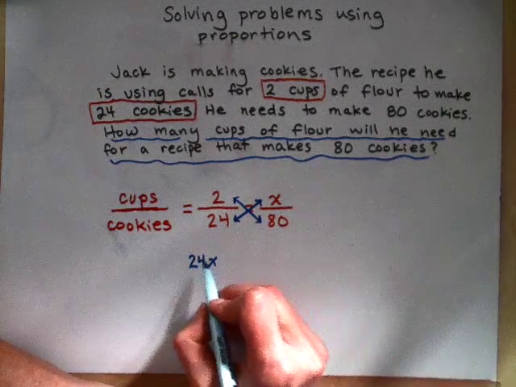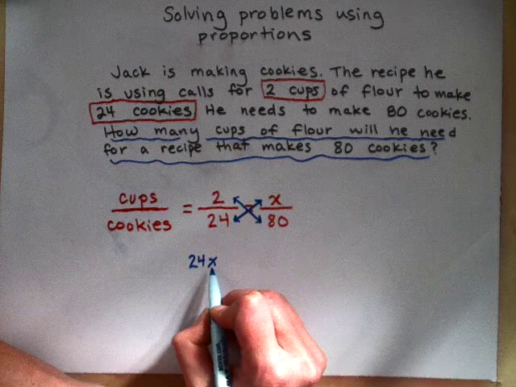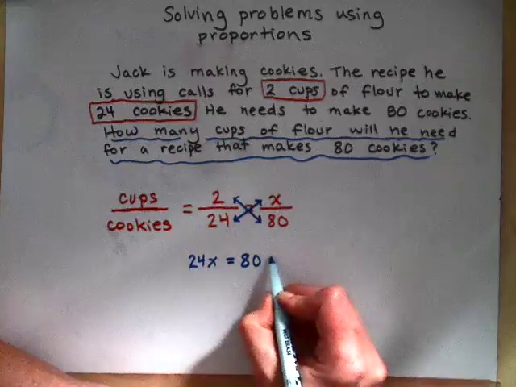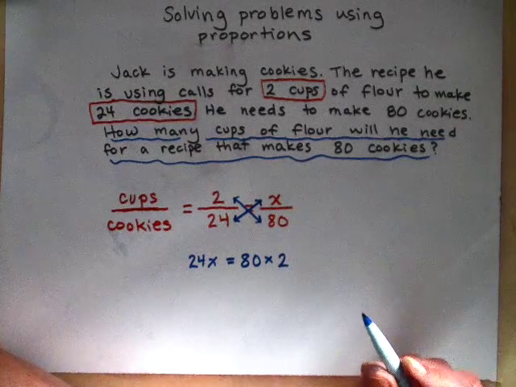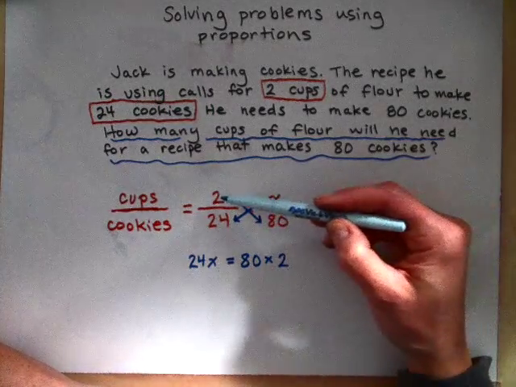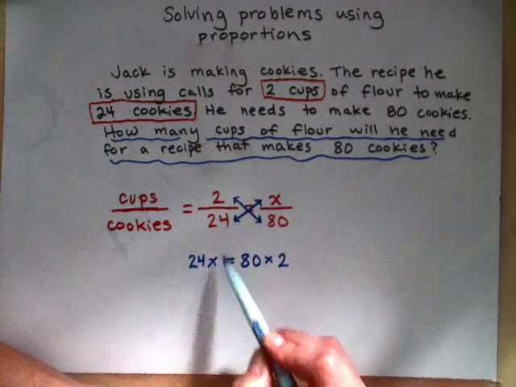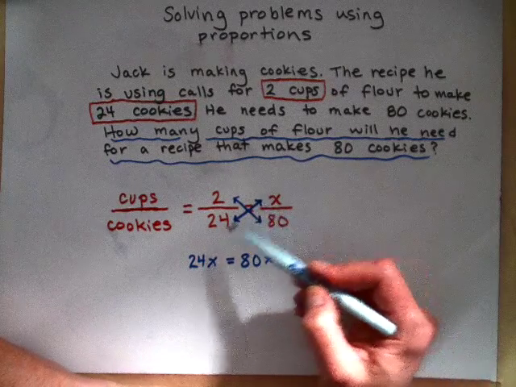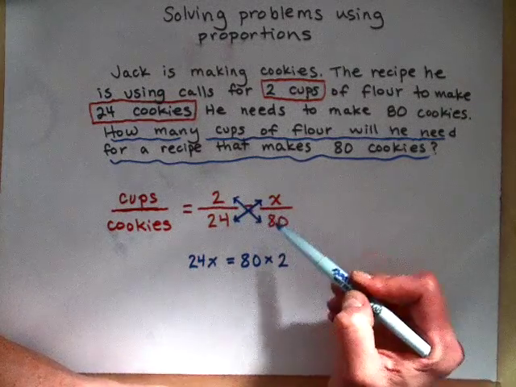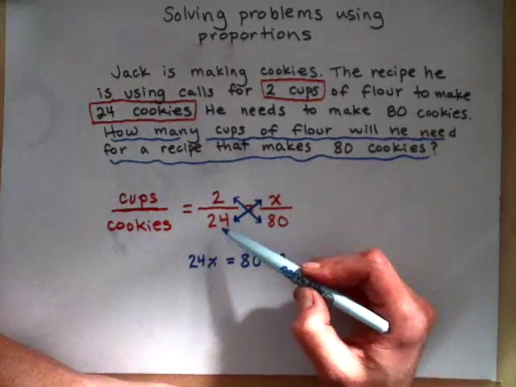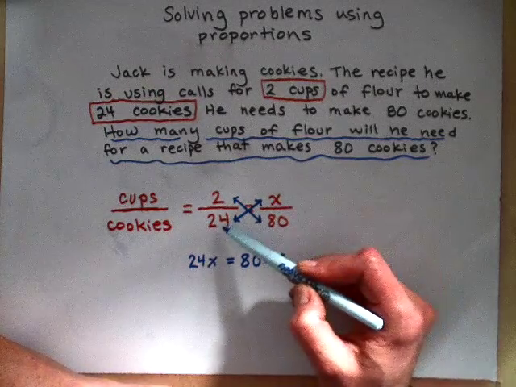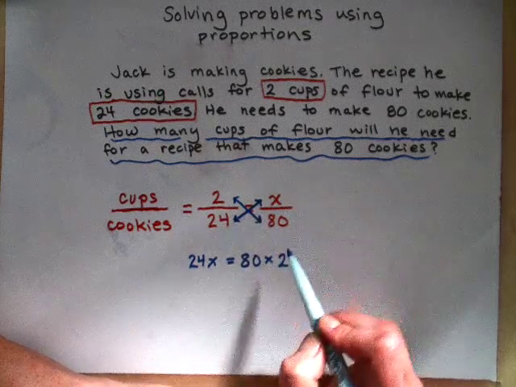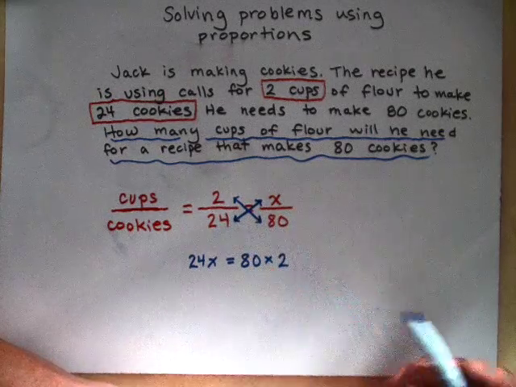Now 24 multiplied by x equals 80 times 2. That's a cross product. So this right here has to equal this, because the laws of proportion say that the cross products are equal. And in order for them to be equal, this x has to be a number that would make this equal to this.